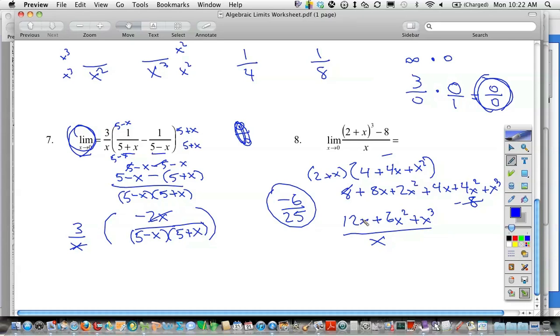We can take out an x. Do it the quick way. Take out an x, we get 12 plus 6x plus x squared. Now as x approaches 0, that goes to 0, that goes to 0, and we just get 12. So FOIL it all out, see what happens, do some factoring. All right, so there's some practice on all of the 3 different things that can happen with the algebra.